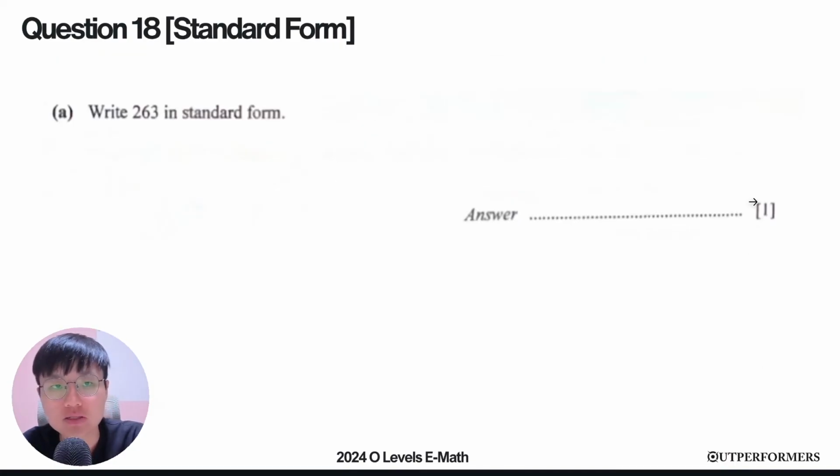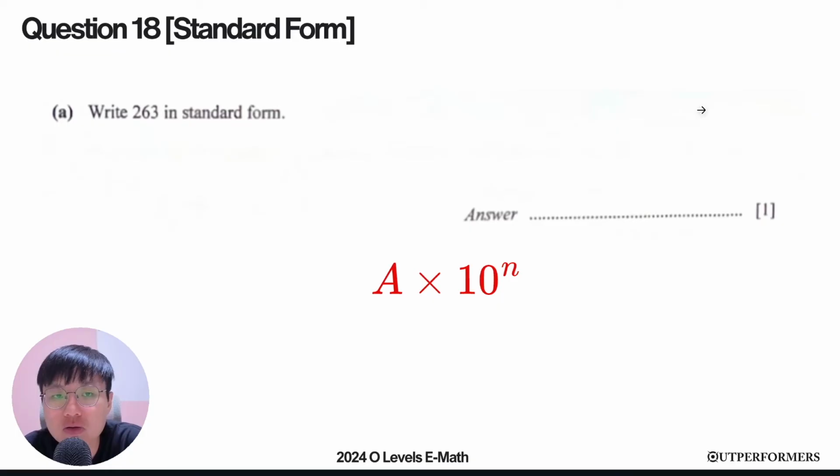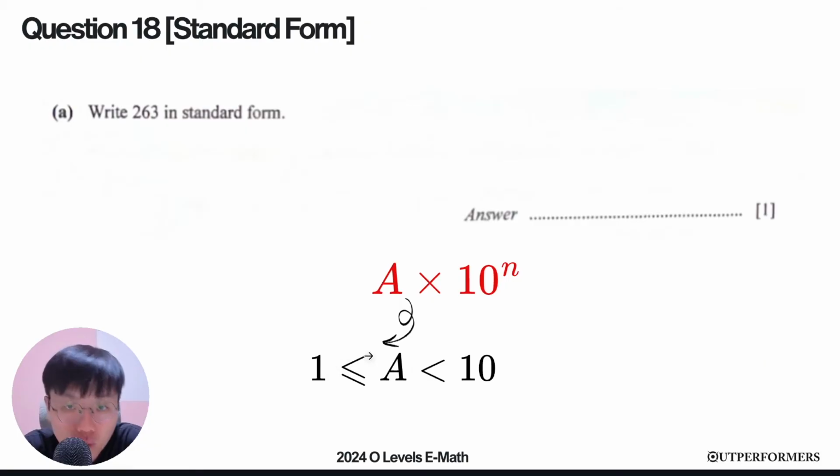Alright, let's move on to question 18 on standard form. Part A says write 263 in standard form. In order for us to know when something is in standard form, it must always be in this form, right? And A itself is very strict in the sense we have to make sure it's between 1 to 10, less than 10. So the maximum value you can actually have is 9.